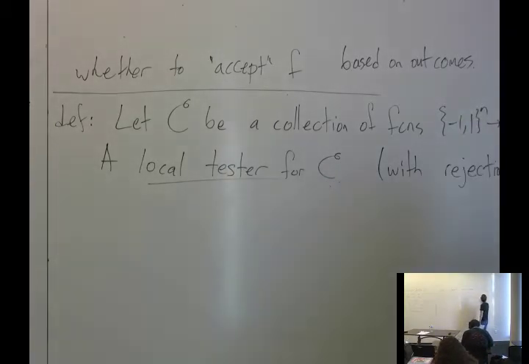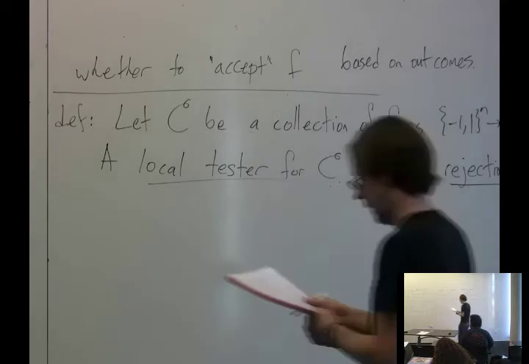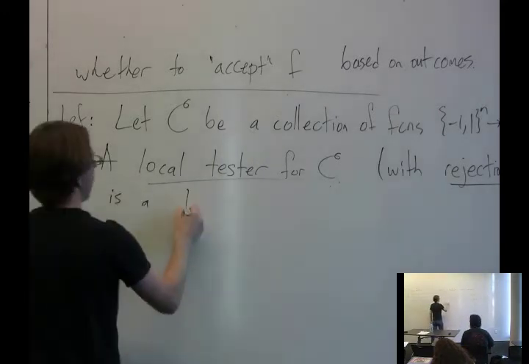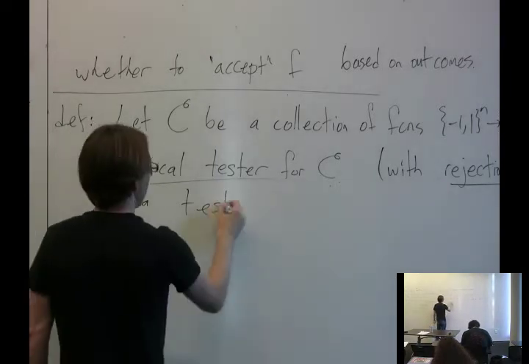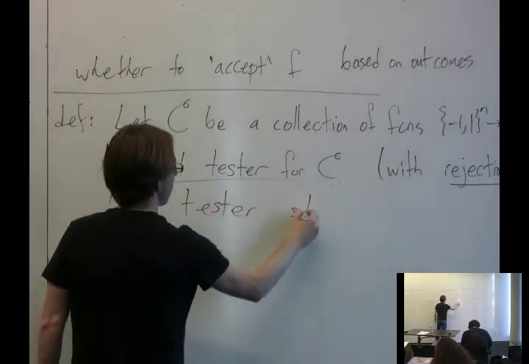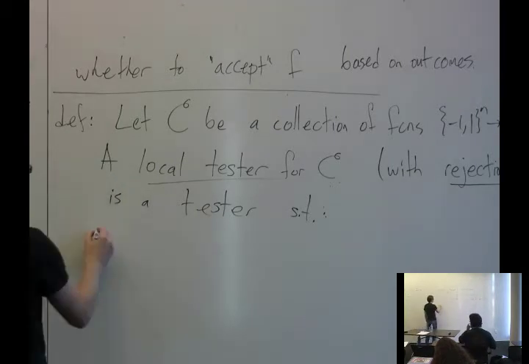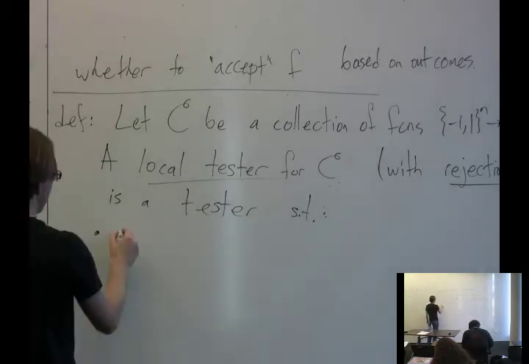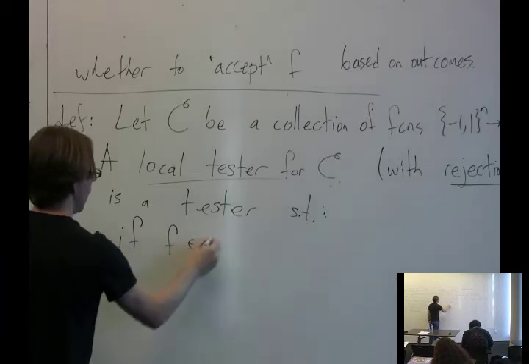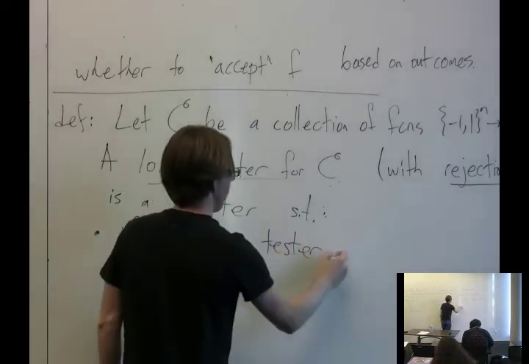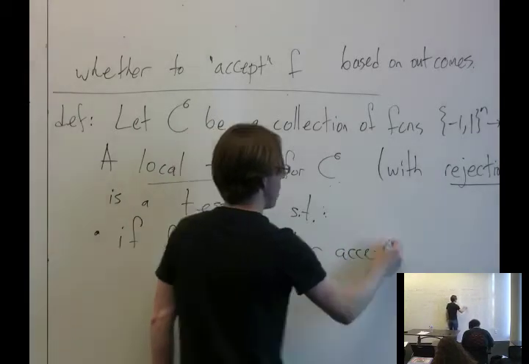A local tester for C has some parameter that we mostly don't talk about too much, but we need to say it in the definition, with rejection rate lambda. This is some constant that is not super important, but we may as well write it. It is a tester of this sort with the following properties. First of all, if the function is in the class, the tester should always accept it. So if f is in the class, the tester accepts with probability 1.